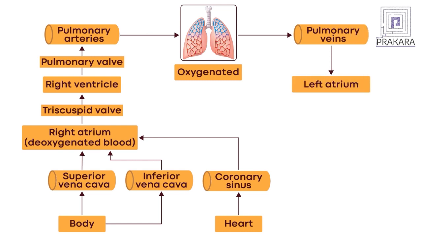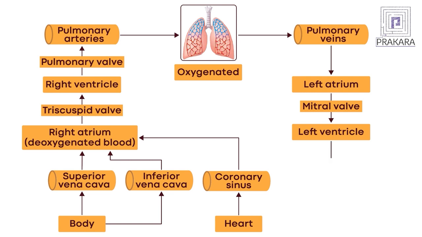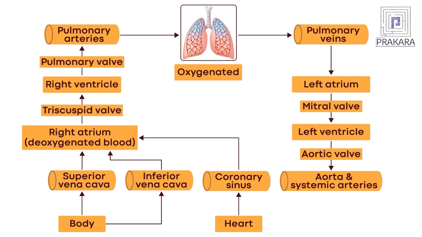Okay. From the left atrium, it goes via the mitral valve into the left ventricle. From the left ventricle, it goes via the aortic valve into the aorta. And from the aorta via the coronary arteries, it goes to the heart, and via the other branches, it goes to the rest of the body. And the cycle continues.